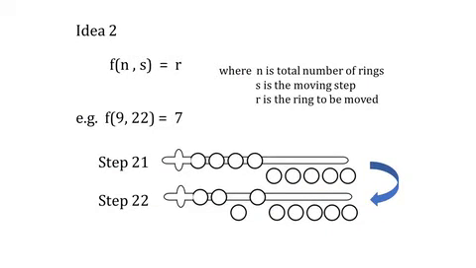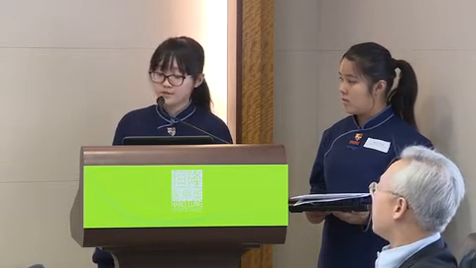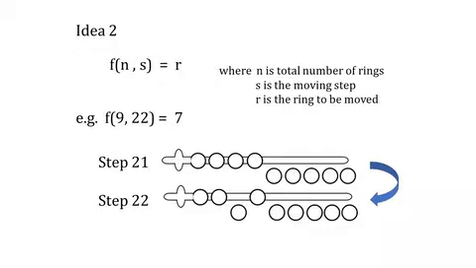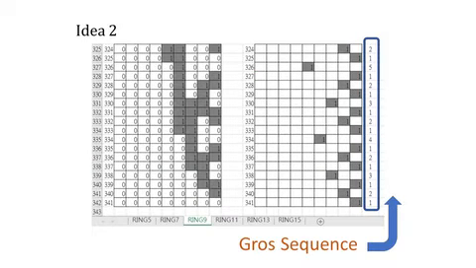Now, we want a function that is equal to r. For example, when the total number of rings is 9 and we focus on steps 21 and 22, the change between the two steps is the 7th ring. So we write down the number 7. We list out all the changes. However, when we count the numbers from the bottom to the top, that is called the growth sequence.